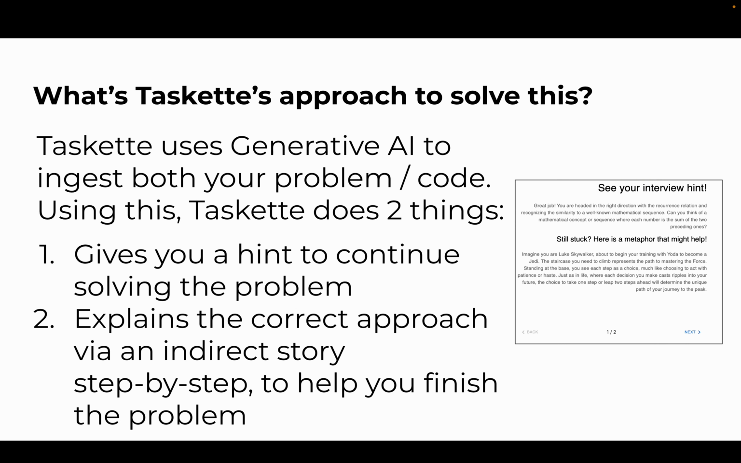Secondly, if they're still really stuck, Taskette will generate the correct approach on how to solve the problem, but not by giving code, which spoils the problem. Rather, it will create an indirect story that breaks the problem into steps for the user to look at. They can then review it, try to understand it, and then code the solution from there. This ultimately helps them build their problem solving skills without spoiling the problem like they would if they just looked at the solution.